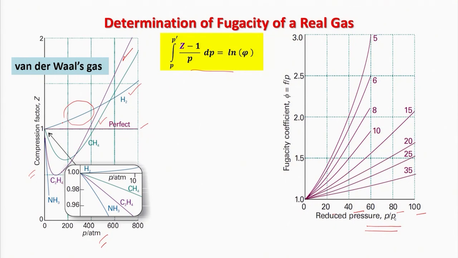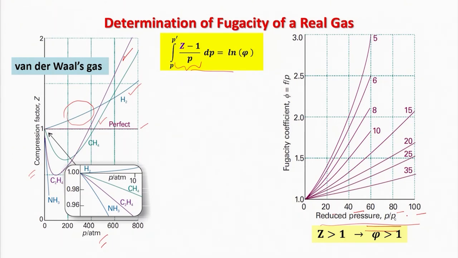Now, if I have Z greater than 1, this means that the value of this integrand is going to be positive, and therefore I would understand the value of the integral between some positive pressures, P and P prime, is also going to be positive. And therefore, in the region of pressure highlighted in this figure, Z is greater than 1, which tells me that phi should also be greater than 1.